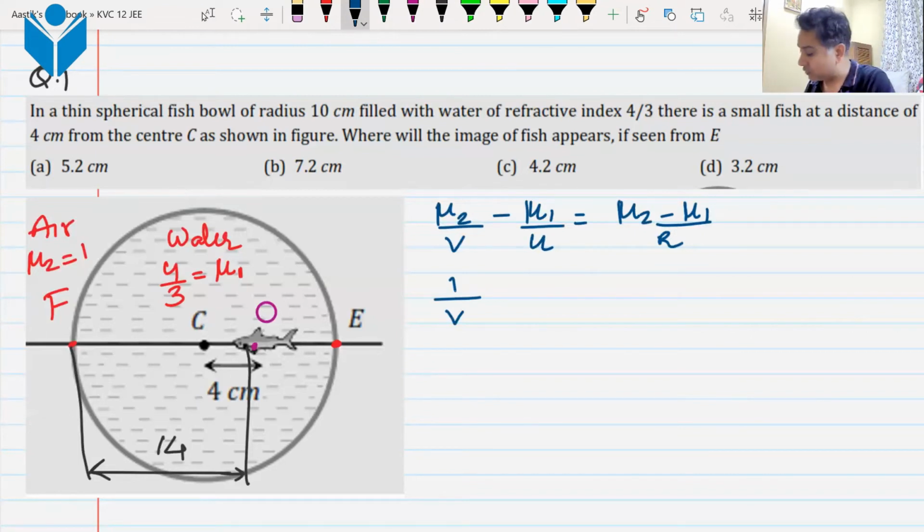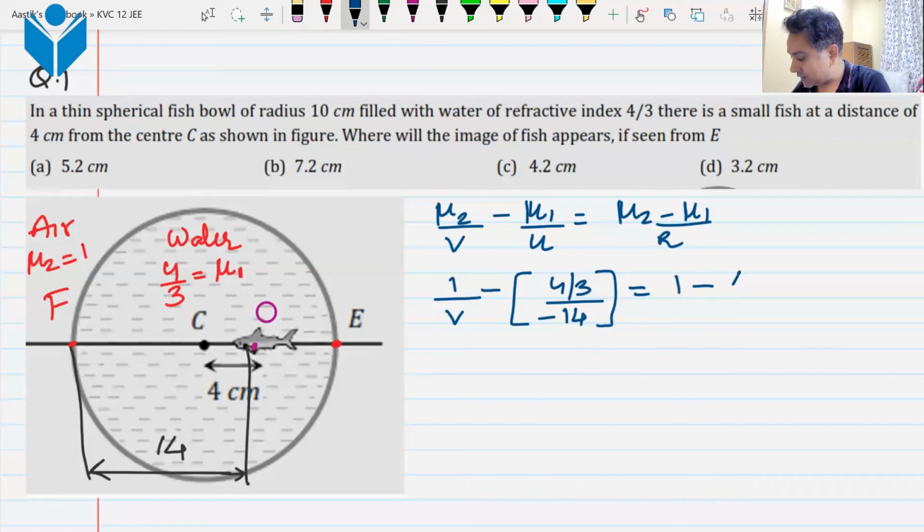Everyone can hear me? Yes or no? Minus mu1, which is 4/3, divided by U. What is the value of U? Tell me with sign. Minus 14. That is correct. That will be equal to mu2, which is 1, minus mu1, which is 4/3. What is the value of R, my dear friends? Minus 10. It is still minus 10.